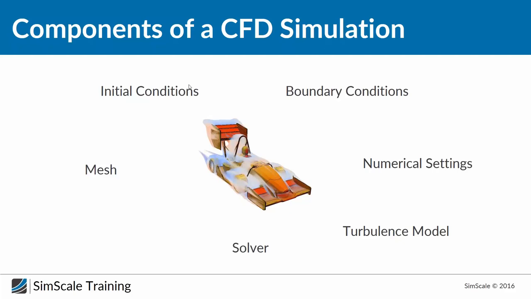Next two points which are very important: initial conditions and boundary conditions. As I mentioned, solving this equation is quite hard. And since we're using a numerical approach, which is based on iterative solving of these equations, we need a starting point. What we want to know in the end is the pressure and velocity distribution around and on the car. And our problem is that we can't solve this equation analytically.